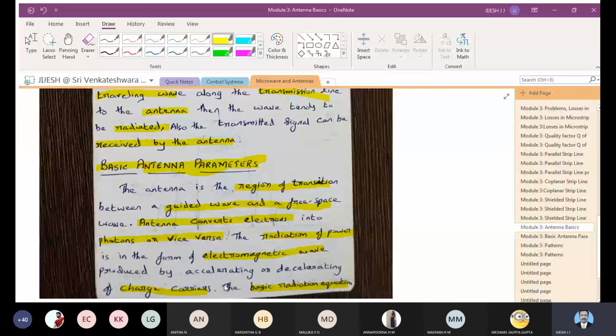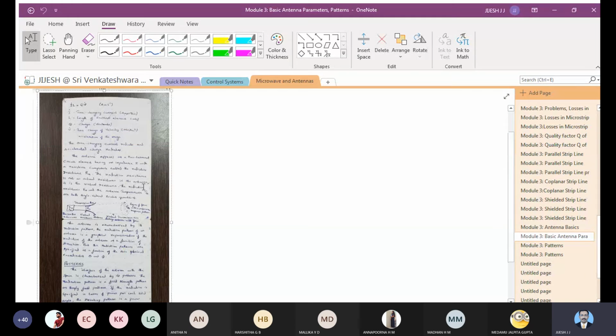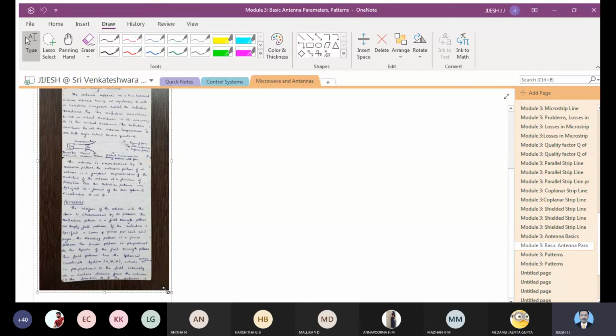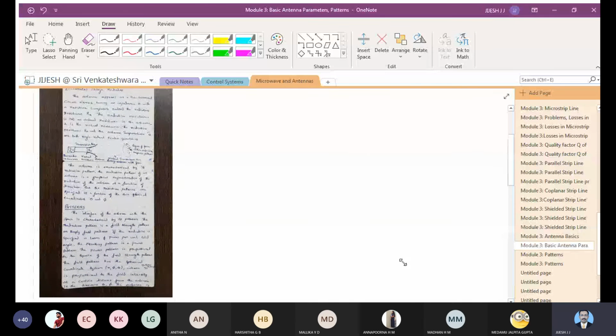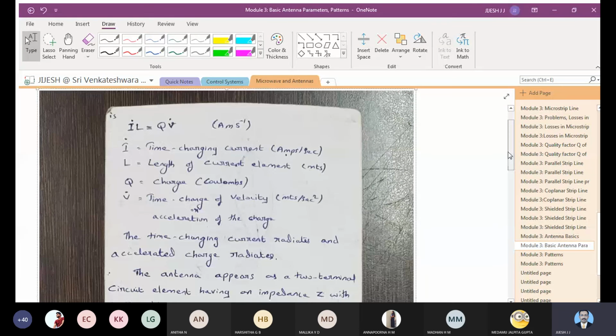Completed. Okay. So here we have the basic radiation equation. It is defined by using this equation: I dot L is equal to Q V dot. So this is the equation used to find out the radiation.